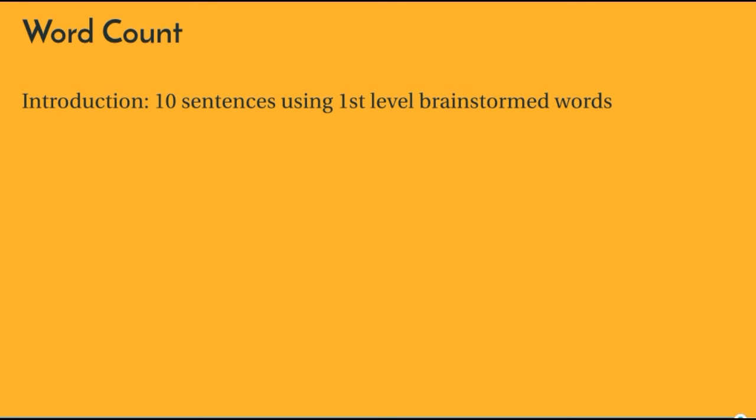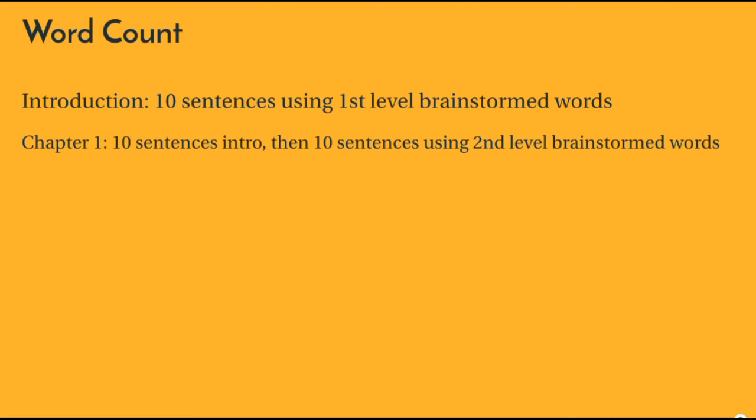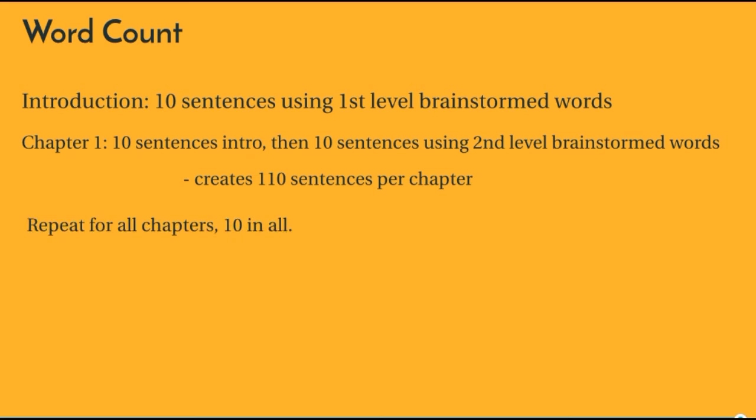For the book introduction, we have 10 sentences. These include the words from the first level brainstorming. For chapter 1, write 10 sentences as an introduction, and another 10 for each second level brainstorming word. So for the chapter, you'll have a total of 110 sentences. Repeat this for all of the first level brainstorming words, and you'll end up with 10 chapters, 110 sentences each.